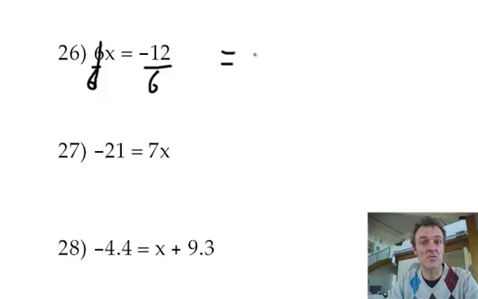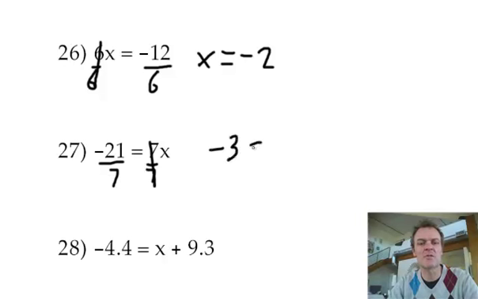And that is, now for this one, x equals negative 2. Okay, there's a negative there. So 12 divided by 6 is 2, but it's negative 2. Again with this one, divide by the number next to the letter. Divide by 7. And over here, divide by 7. X must be equal to negative 3.